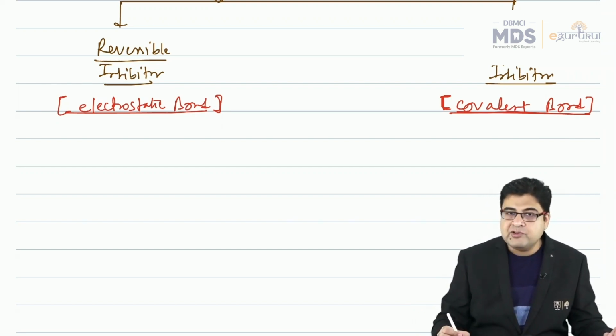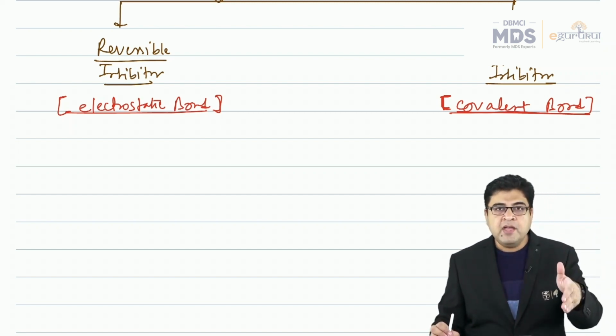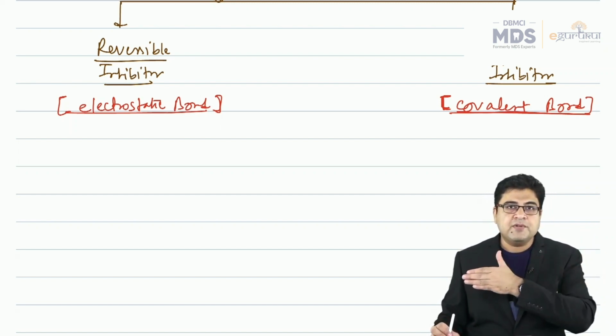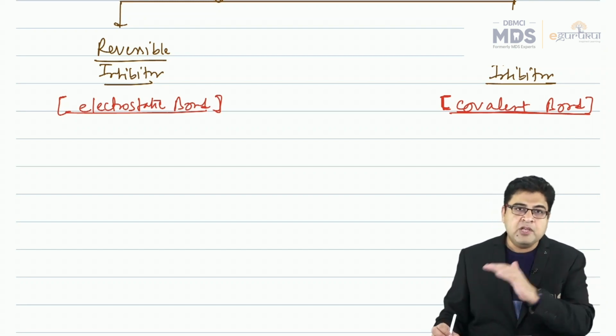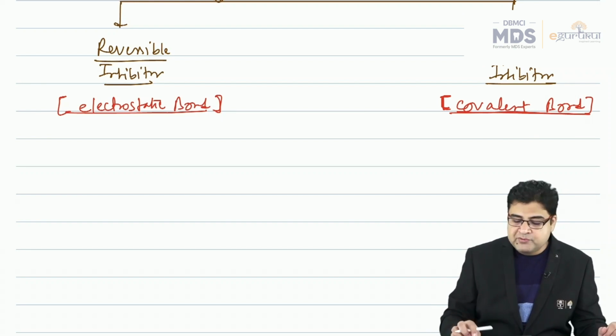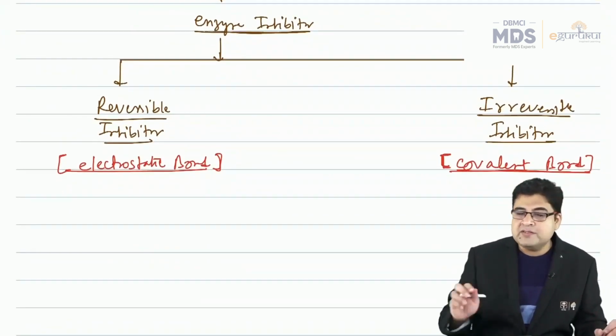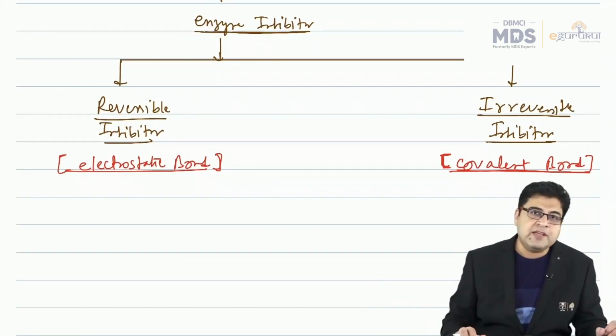So these medicines' action is long lasting. But the reversible medicines will come and bind to the enzyme, and after some time the medicines get dissociated. Medicines get removed from the enzyme, so the same enzyme gets activated, so we call it a reversible block. So we have two types of indirectly acting medicines. One is reversible enzyme inhibitor, the second is irreversible acetylcholine esterase enzyme inhibitor.